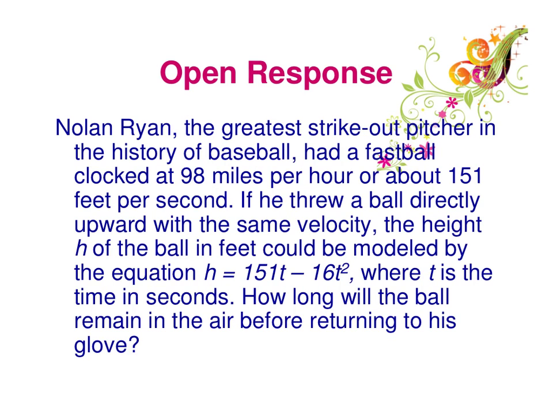Alright, here's the dreaded reading problem. So here it is. Nolan Ryan, the greatest strikeout pitcher in the history of baseball, had a fastball clocked at 98 miles per hour or about 151 feet per second. If he threw a ball directly upward with the same velocity, the height h of the ball in feet could be modeled by the equation h equals 151t minus 16t squared, where t is the time in seconds. Now the question is, how long will the ball remain in the air before returning to his glove?